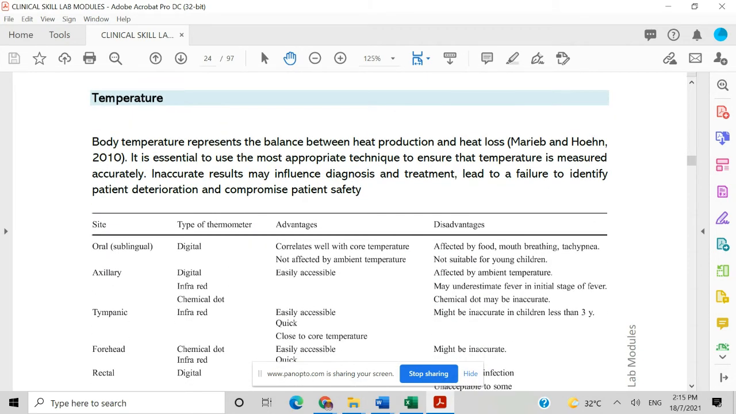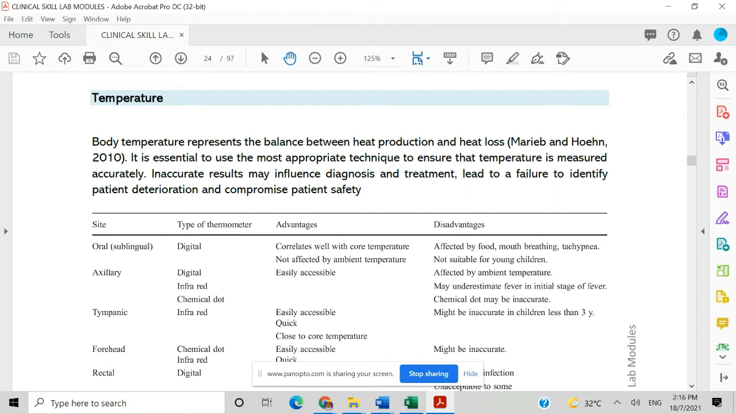Temperature is a very hot topic nowadays because of COVID. Our temperature is being measured whenever we enter any premises outside our home, because temperature can tell quite a bit about our health. High body temperature signifies infection going on in the body. But it's not only infection that could affect the temperature.